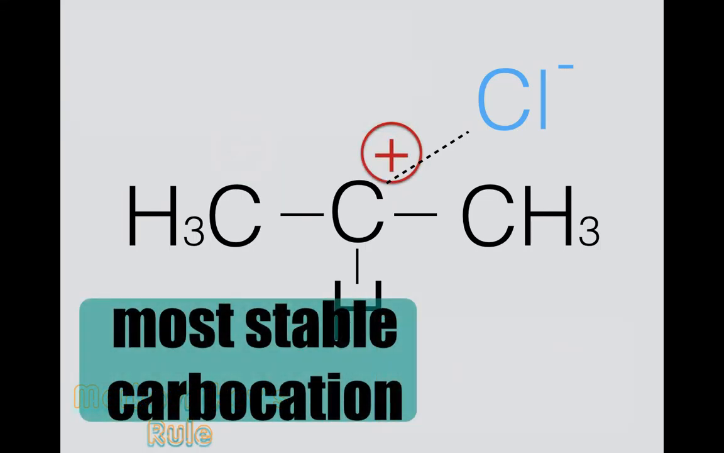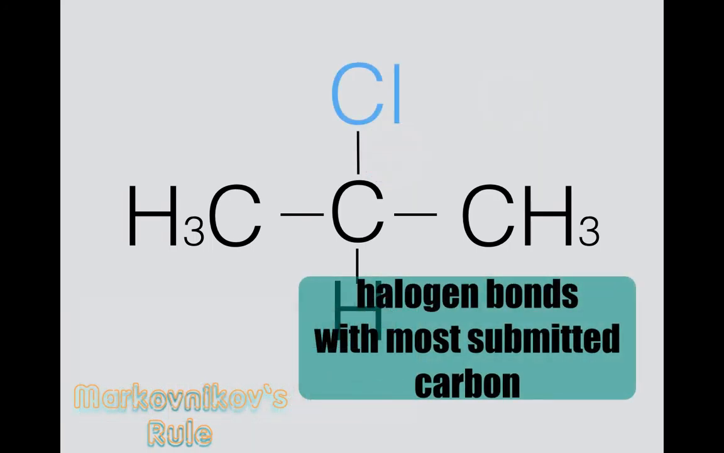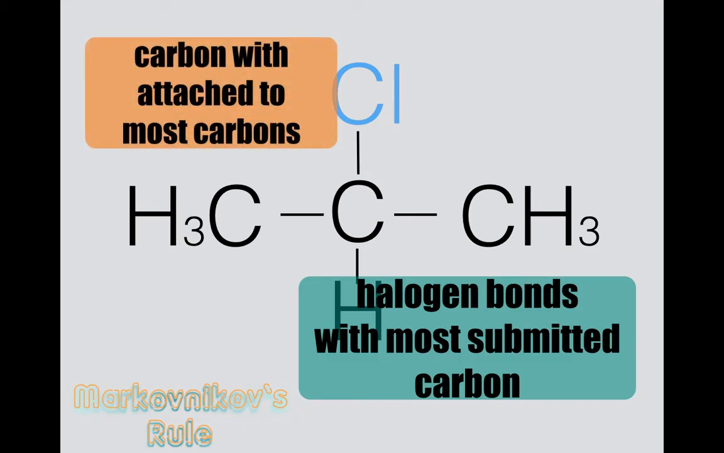Okay, so our most stable form is the secondary carbocation with our positive charge in the middle carbon. So then our chlorine, our halogen, will bond with the most, it says substituted there, but it should say substituted carbon. So it will bond with the most substituted carbon. And all that means is that when I refer to a carbon being substituted, I'm referring to the amount of carbons that it's attached to itself.